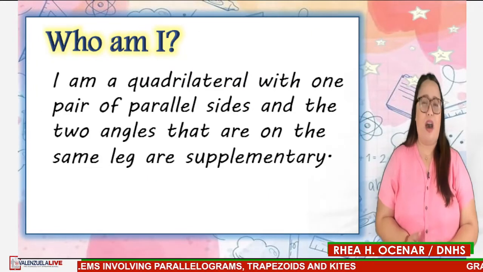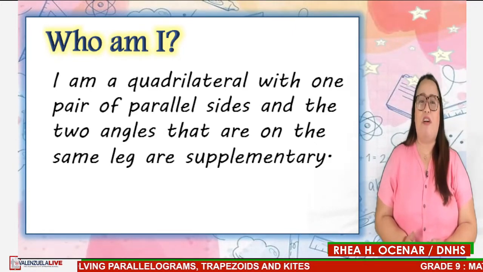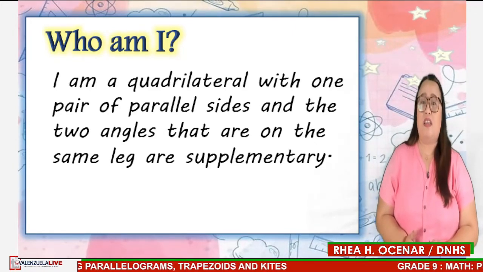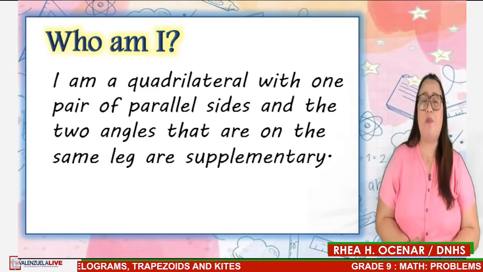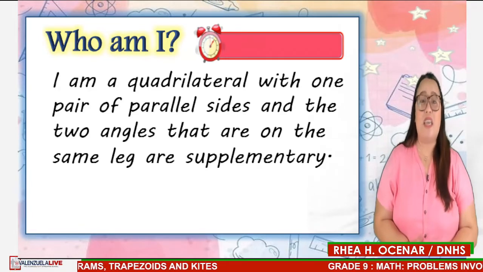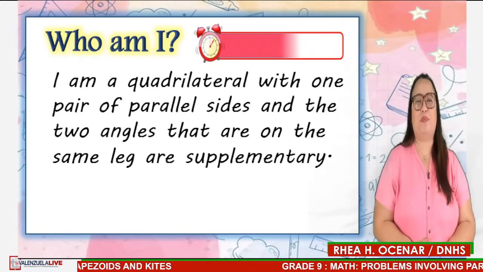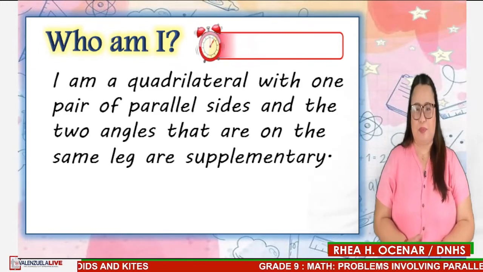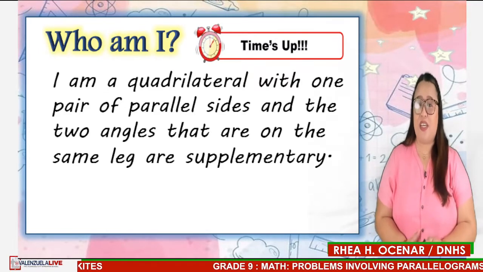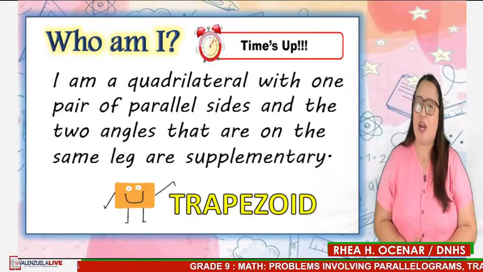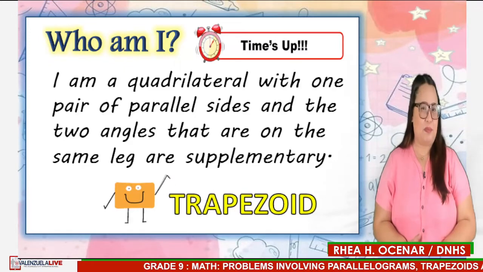Who am I? I am a quadrilateral with one pair of parallel sides and the two angles that are on the same leg are supplementary. Key in now your answer. Time's up. The correct answer is trapezoid. Next statement.